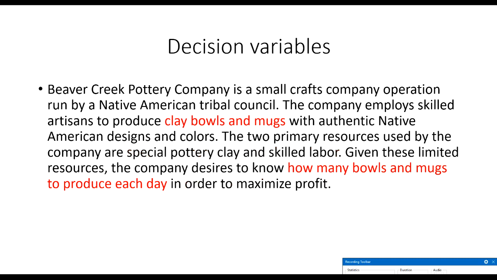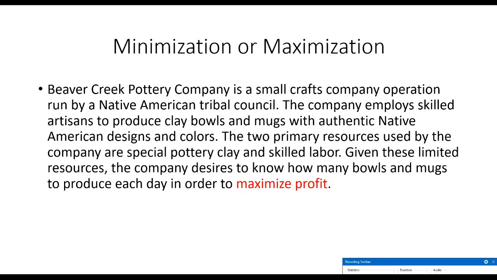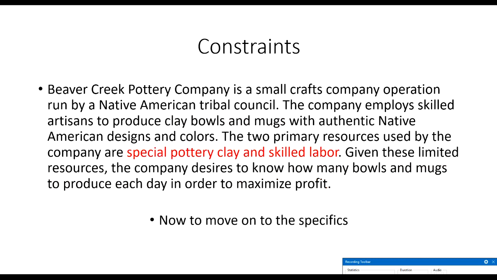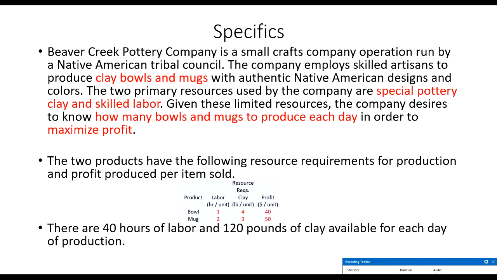Now, we have to highlight the decision variables. That's what we've done here. We know it's a maximization problem, as we've shown here. And we know we have two key limitations, limited clay and limited labor. Now, we've got the key information on the bottom. This information you've seen before, but we will highlight it just so everybody is following along.